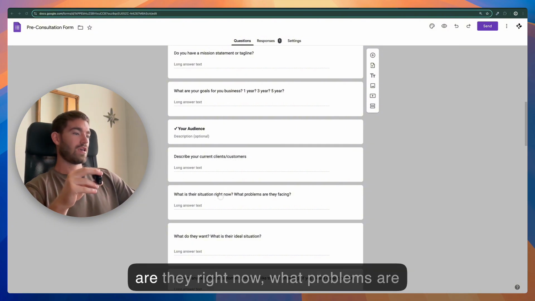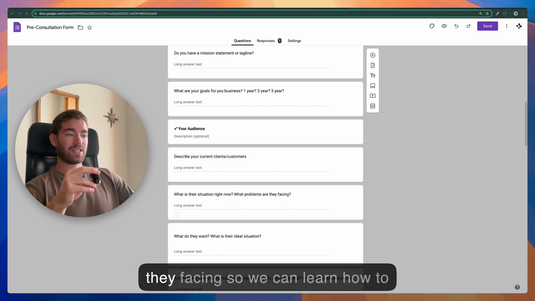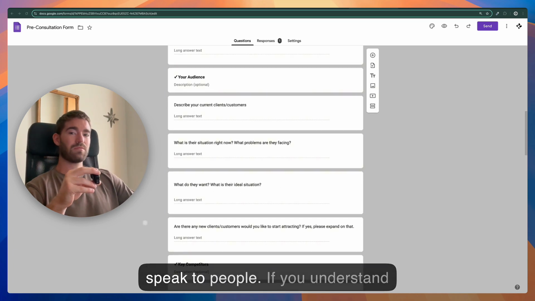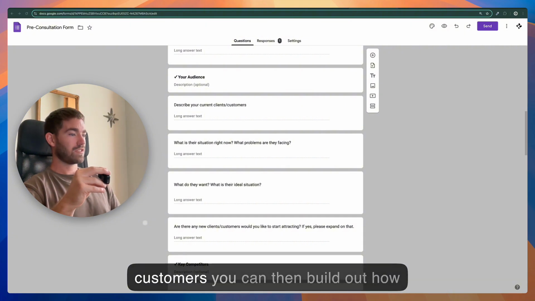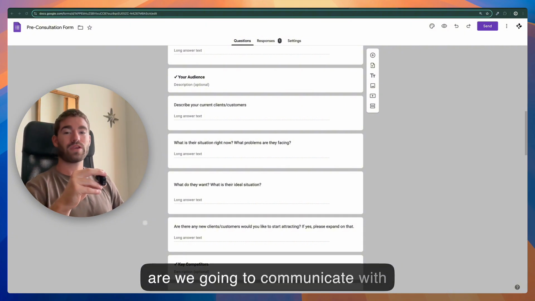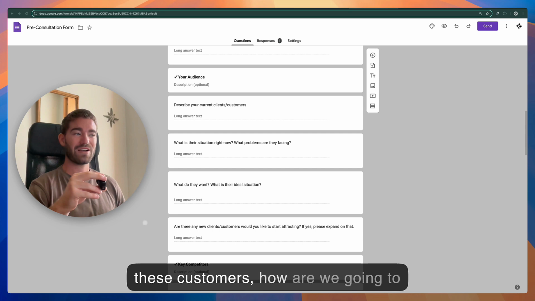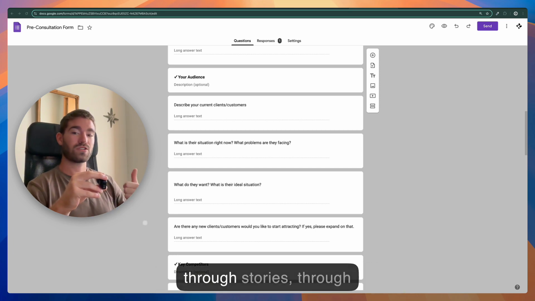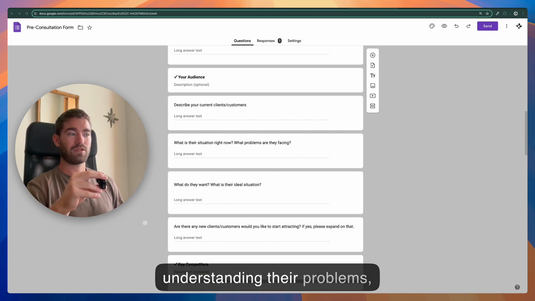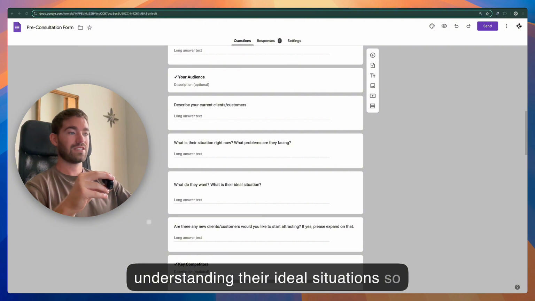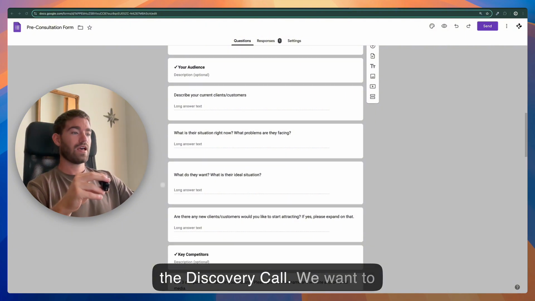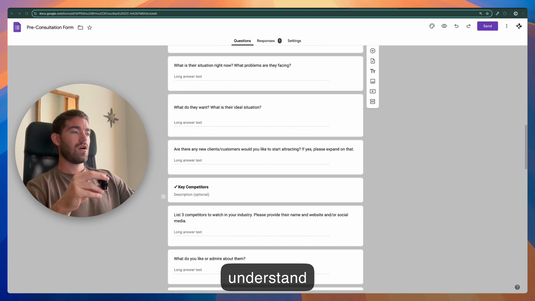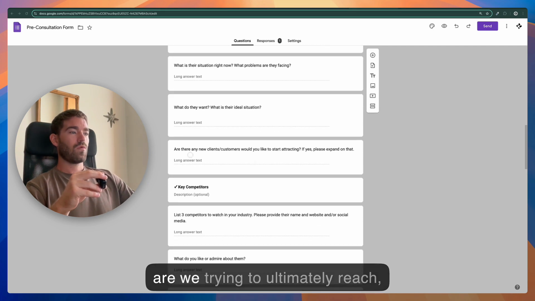We have, where are they right now? What problems are they facing? So we can learn how to speak to people. If you understand the client and you understand their customers, you can then build out how we are going to communicate with these customers and how we are going to connect with them. We do that through stories, through understanding their problems, understanding their ideal situations. So all of these things need to be asked in the discovery call. We want to understand who we are trying to ultimately reach.